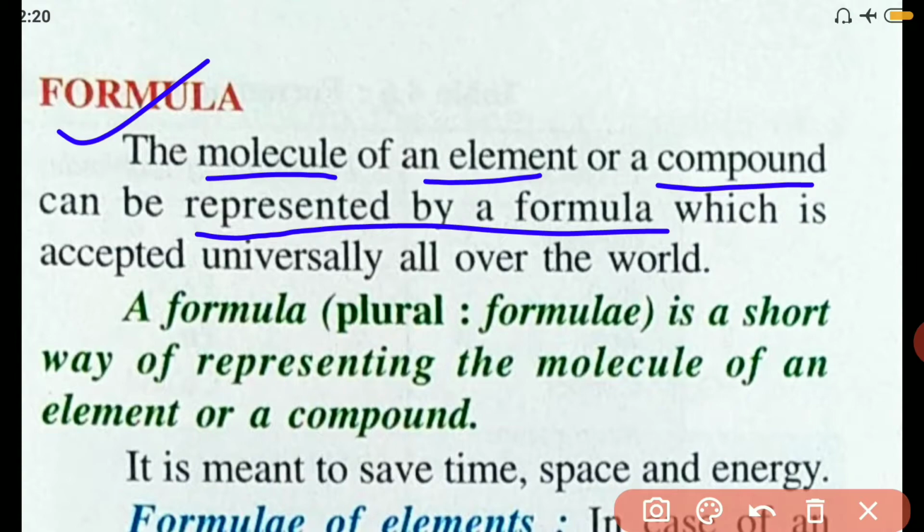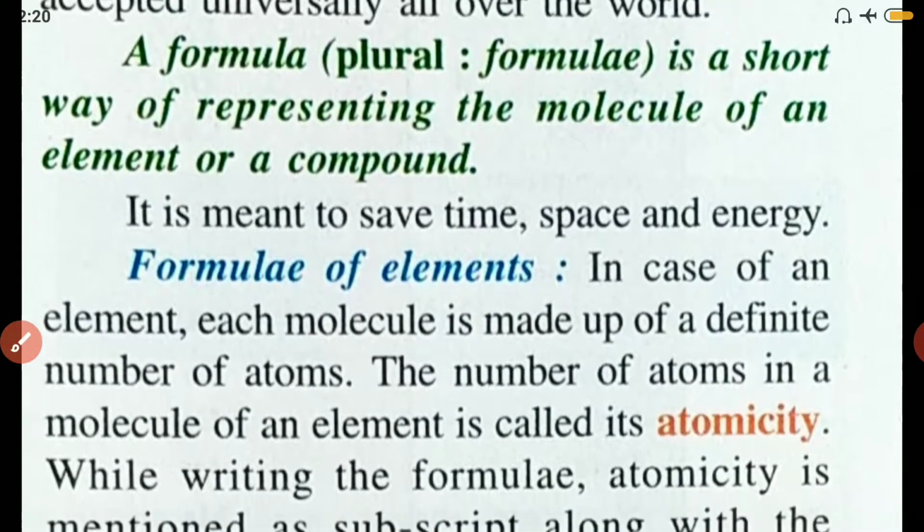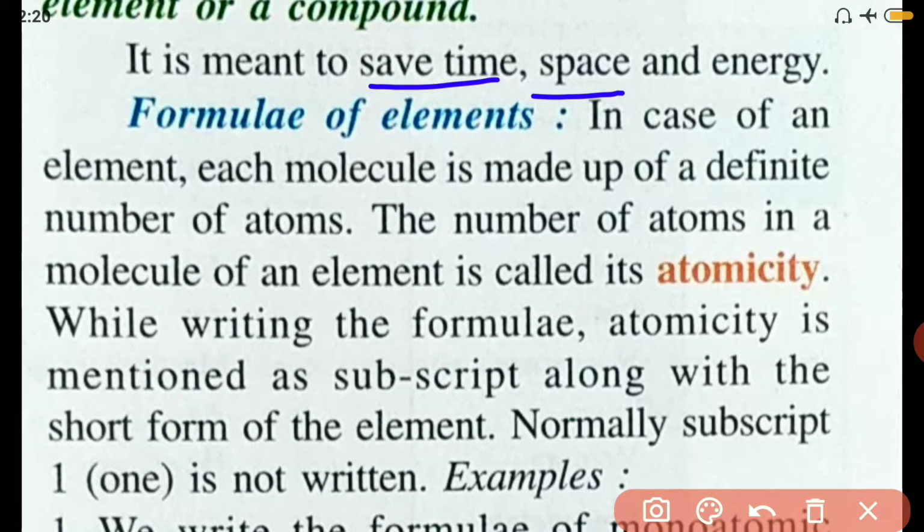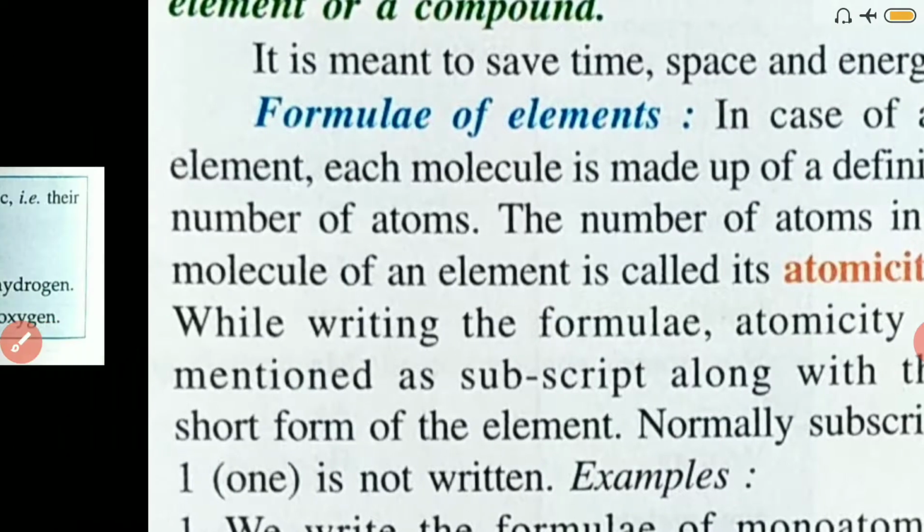Now, why do we need to represent it in the short form? Because of these three reasons. Number one, it saves time, it saves space, and it saves energy. Now, as you all know, the formula should be of a molecule. Now, there are two kinds of molecules. Number one, molecules of elements.